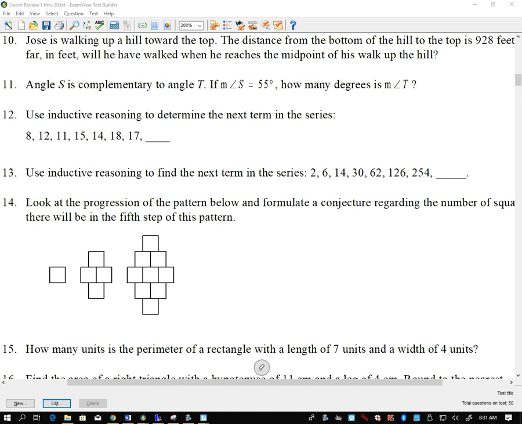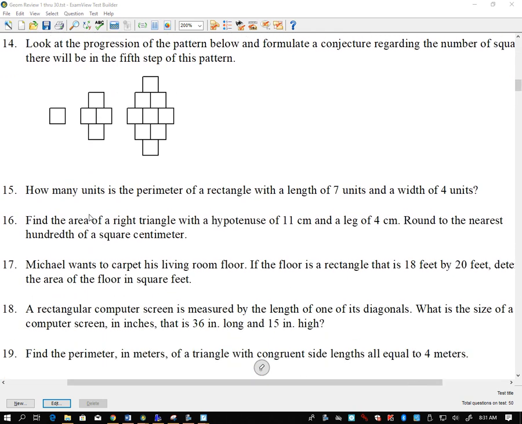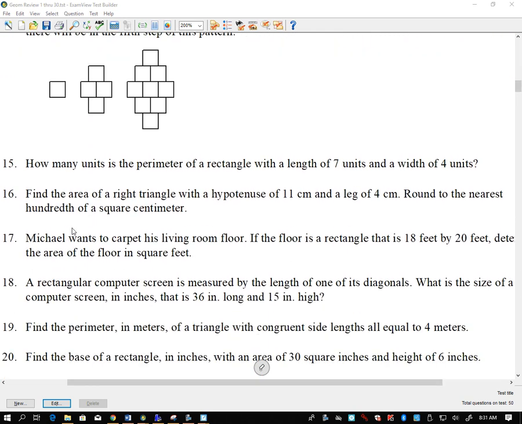look at a couple of these things here, which I got both of these up. Question 15. All right, it says how many units is the perimeter of a rectangle if it has a length of 7 and a width of 4? Right, that should be pretty easy to do. 7 plus 7 plus 4 plus 4, 14 plus 8. Right, should give you something like 22.